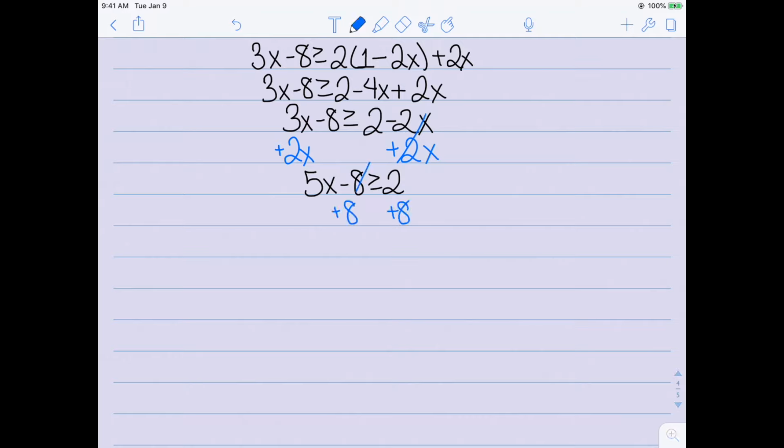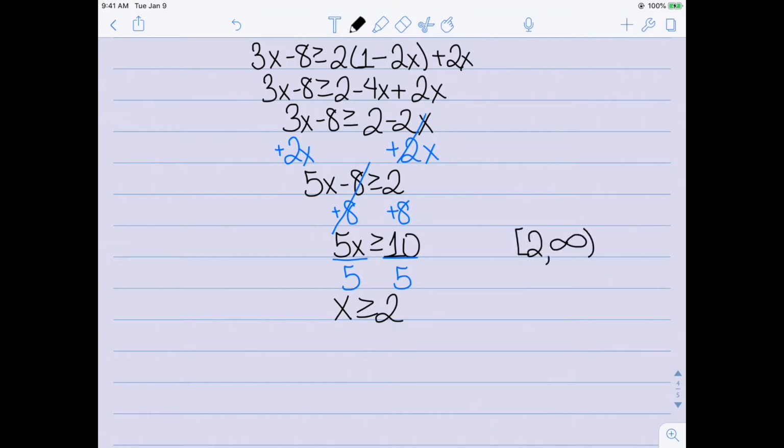In order to get the constants on the same side, I need to add 8 to both sides. So I have 5x is greater than or equal to 10. Finally, I divide both sides by 5, and I get that x is greater than or equal to 2.